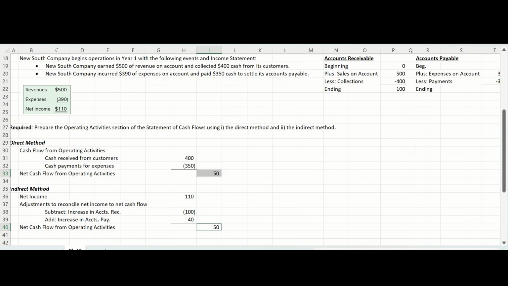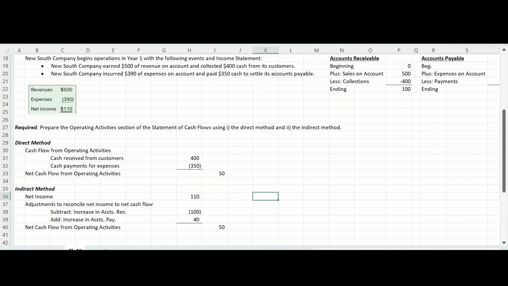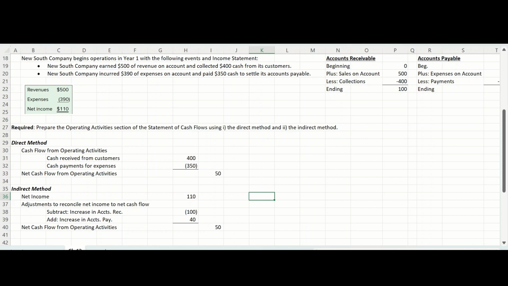Now, why might companies use the indirect method if it seems a little bit harder? Well, we know that companies are required to prepare their financial statements under the accrual basis of accounting, and therefore starting at net income might be easier than tracking every single cash transaction from customers or paid for any expenses or things like that.